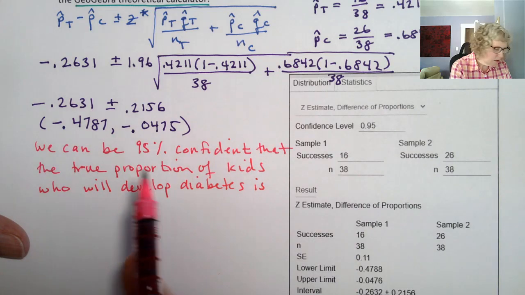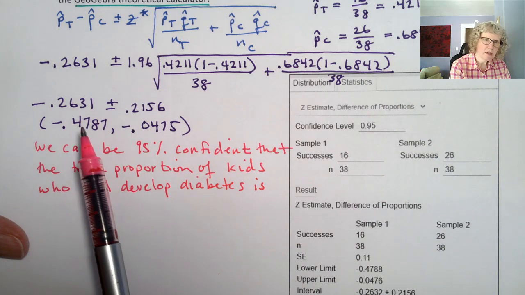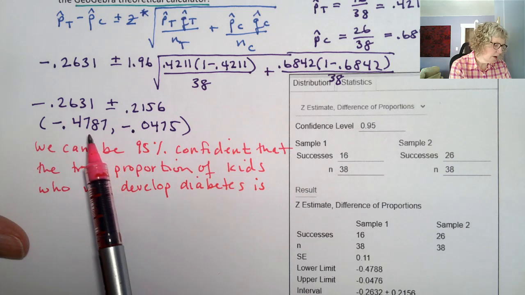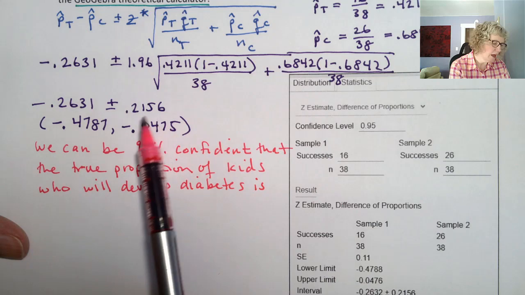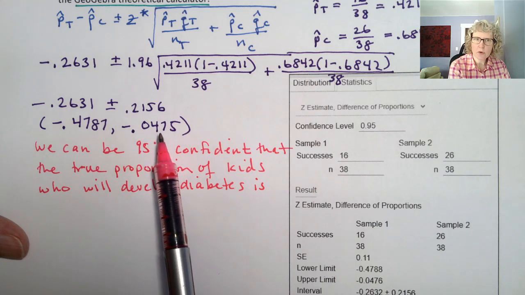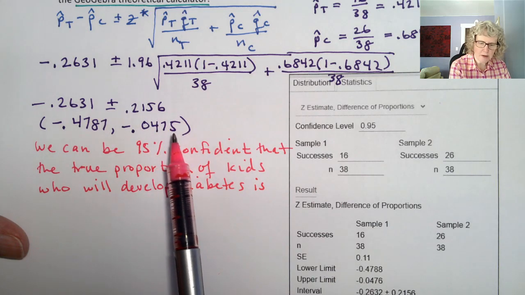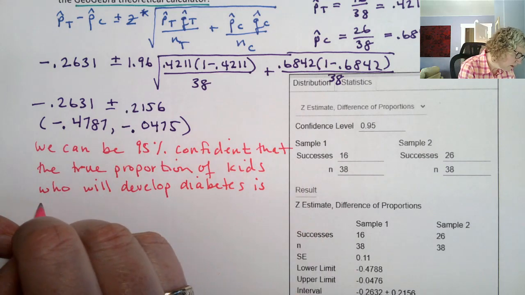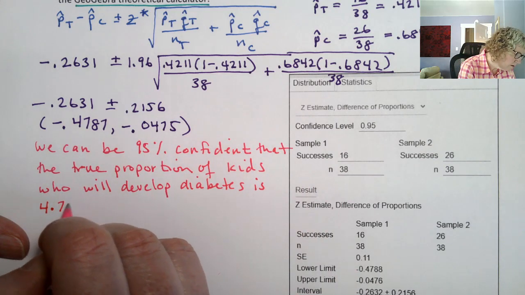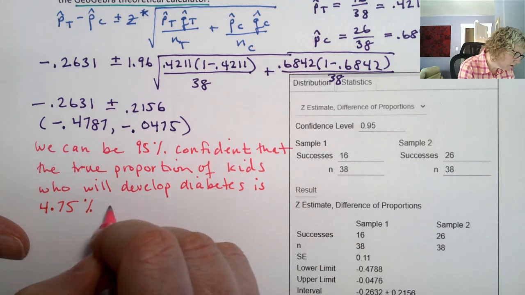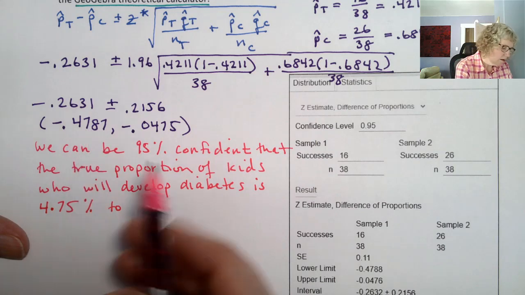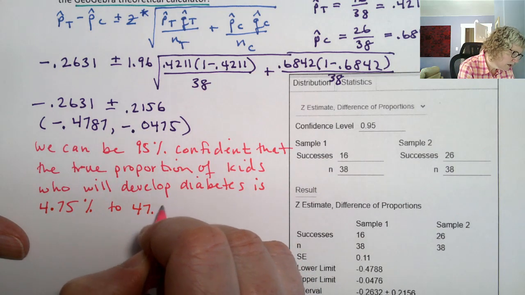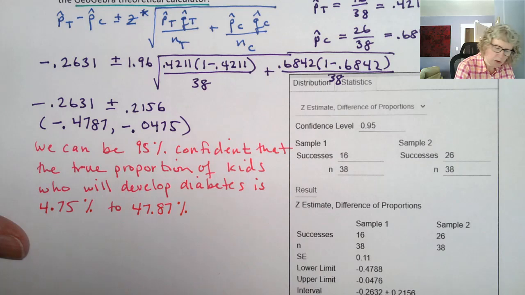is notice how when you have two negatives that the order is reversed, right? So more negative is a bigger value and less negative is a smaller value. So that's why I'm going to reverse the order. So I'm going to start with 4.75. 4.75% to, then I'm going to go to 47.87% lower this time.